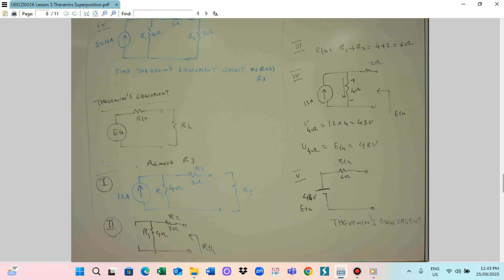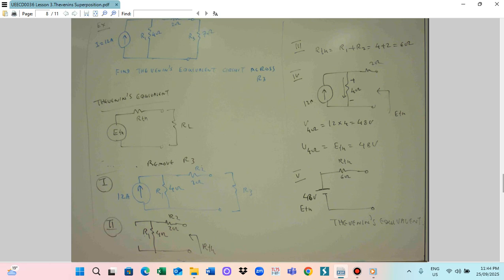Remove R3, so only the rest will be left. The current source is 12 ampere, resistor R1 is 4 ohm, and resistor R2 is 2 ohm. So R3 is removed. This is for removing R3.